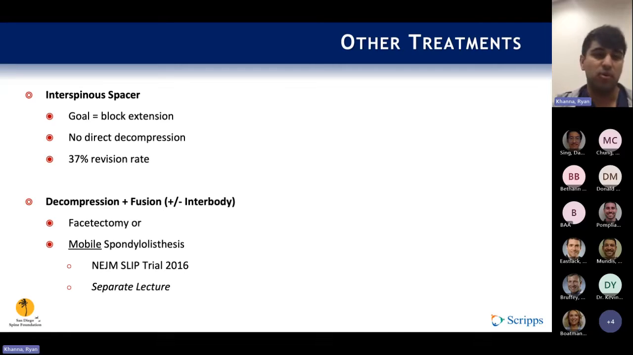There are other treatments for lumbar spinal stenosis. What classically sits between a decompression and a fusion is an interspinous spacer, or something like a Coflex, where the goal, in combination with decompression, is to block any sort of extension or the buckling of the ligamentum flavum. But that has a pretty high, between 30 and 40%, revision rate. And so sometimes, when I've seen it done, it's been done in combination with direct decompression. And then there's always the treatment option of decompression and fusion, but this is usually reserved more for mobile spondylolisthesis.